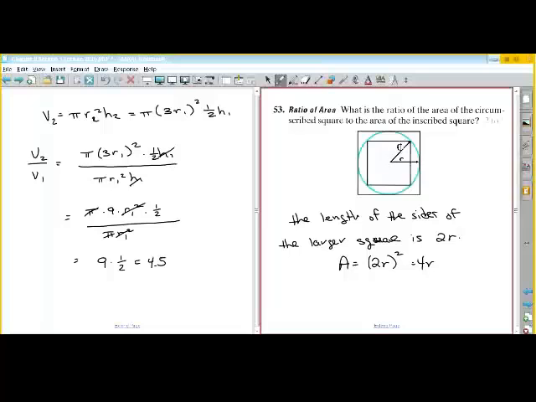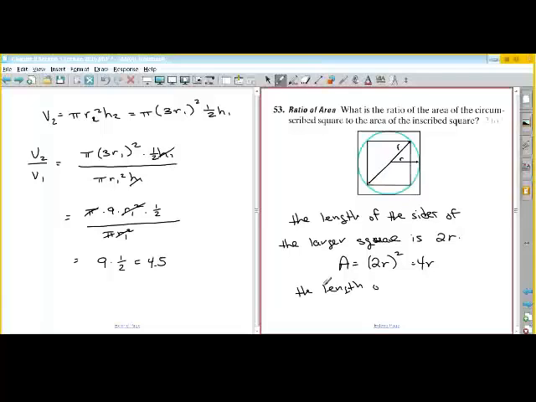And now what we need to do is find the area of the inner square in terms of r. In this case, the line that goes from the center to the corner of this inside square is the radius. And if I did the same thing in the other direction, I go this way to the other diagonal. So the diagonal in this case is 2r.